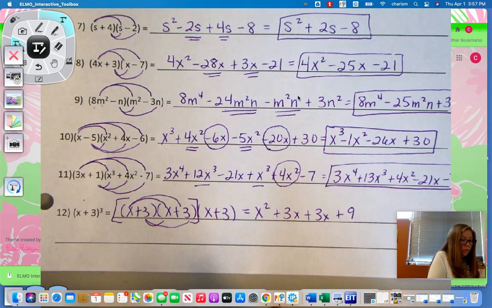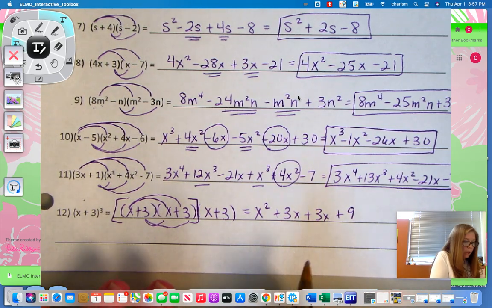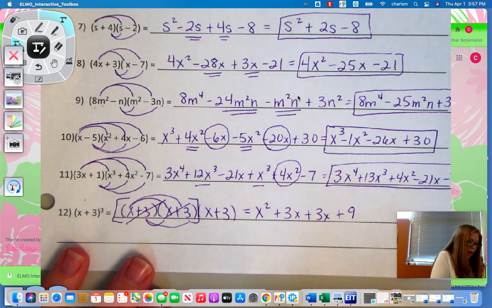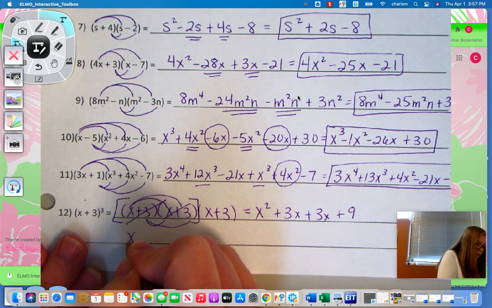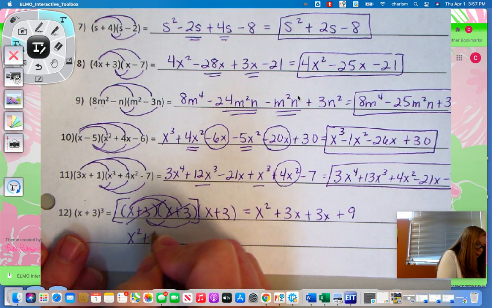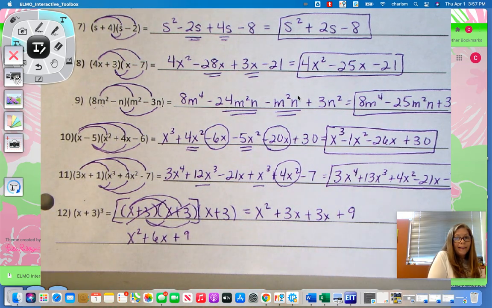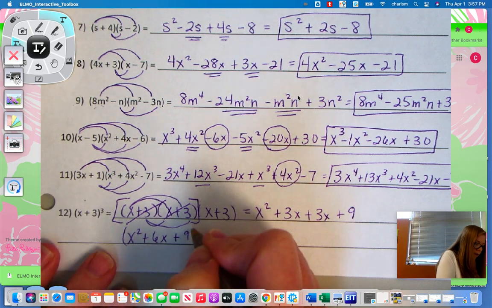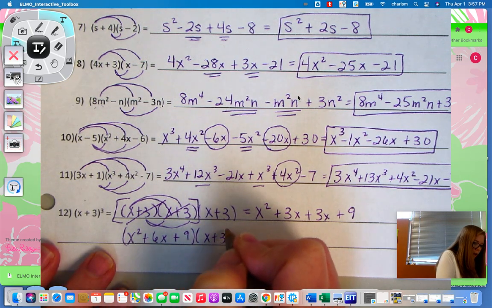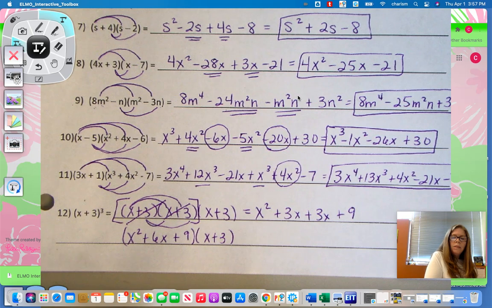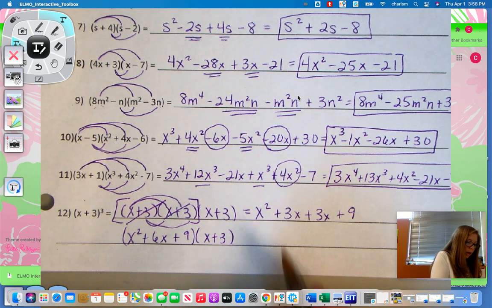Okay? So now we did 2 of them, right? We took care of 2. And we've got x squared plus 6x plus 9. And now we're going to multiply that by the other x plus 3. Now, you notice I put it in the back. Does it really make a difference? It doesn't. If you want to put it in the front, you can.